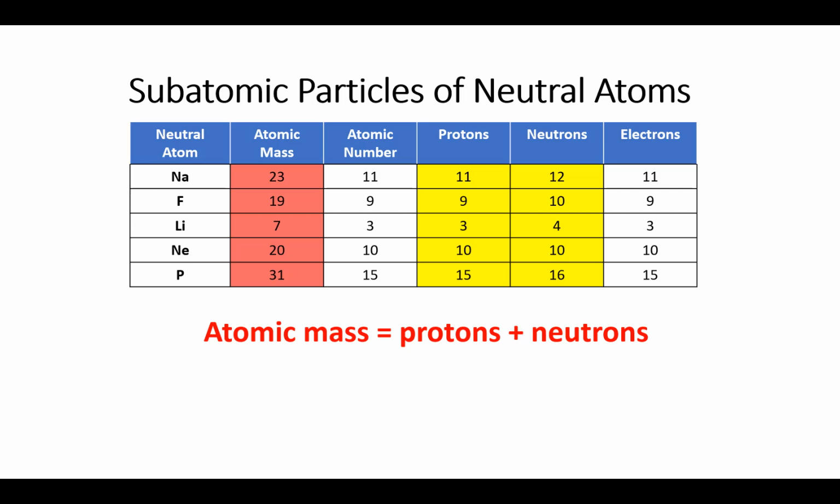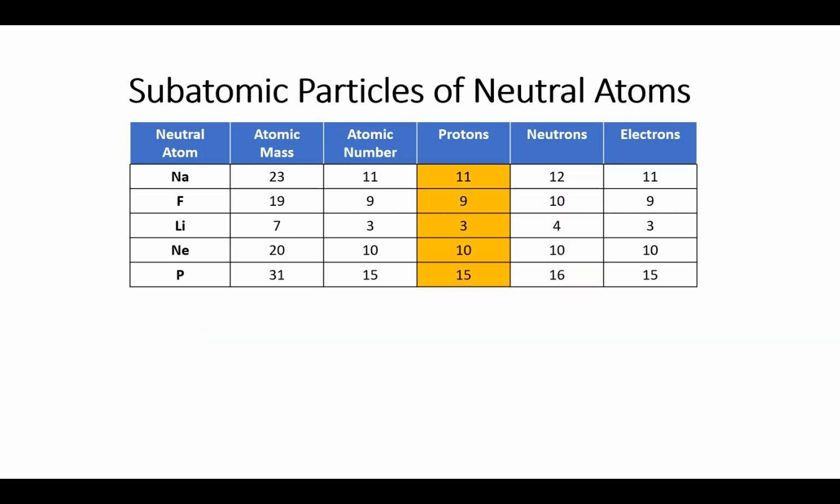This makes sense because, as we mentioned earlier, the protons and the neutrons are much, much more massive than electrons in size. Electrons are so teeny-weeny they barely have anything to do with atomic mass. So it makes sense that when we calculate the atomic mass or mass number of an atom, we are taking the number of protons and adding it to the number of neutrons.